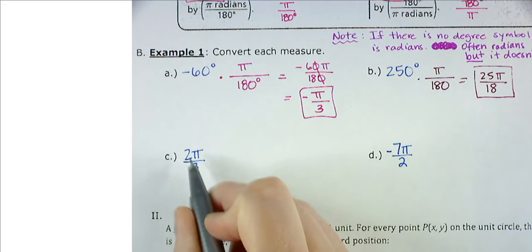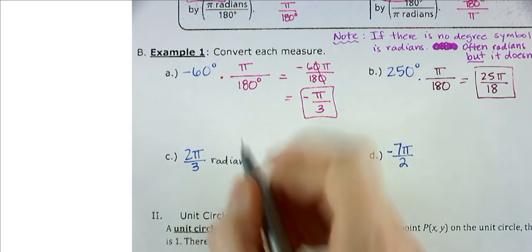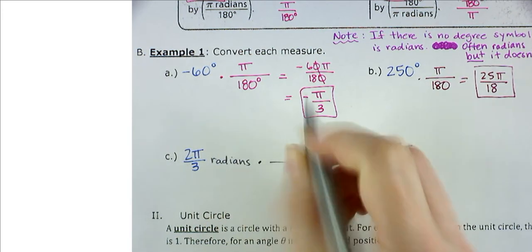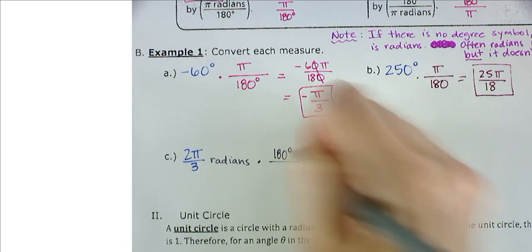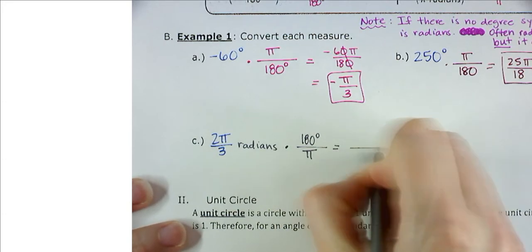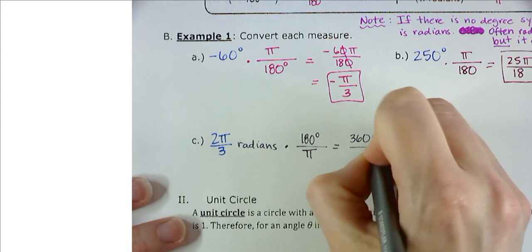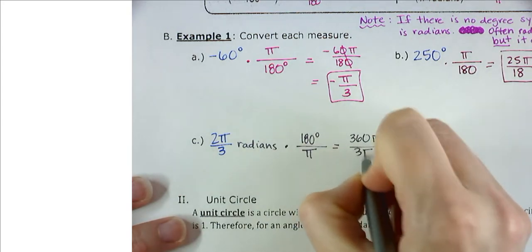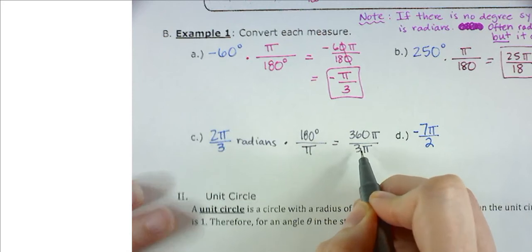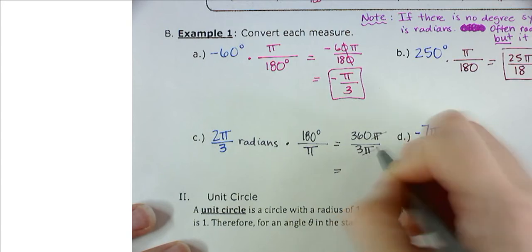And then we're going to multiply now by 180 degrees over pi. Okay, so what happens here is the pi's are going to cancel out. I'm just going to write this as a fraction first. So if I just multiply straight across, 2 times 180 is 360. So I have 360 pi over 3 pi. And 360 divided by 3 is going to be 120. My pi's are going to cancel, so I have 120 degrees. Okay, so you need the degree symbol here.